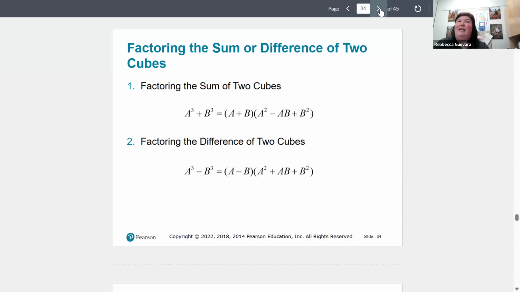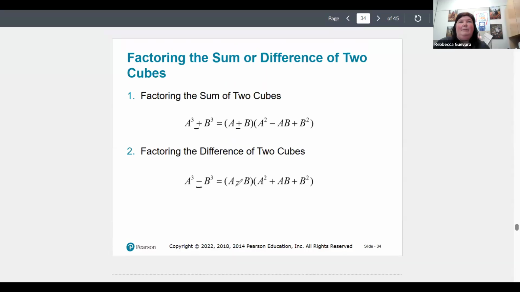So if I have a cubed plus b cubed, that factors into a plus b times a squared minus ab plus b squared. So this will stay plus, this will be minus. If I have a cubed minus b cubed, that is a minus b times a squared plus ab plus b squared. So plus, plus, minus, minus. And this one we see is the opposite sign.